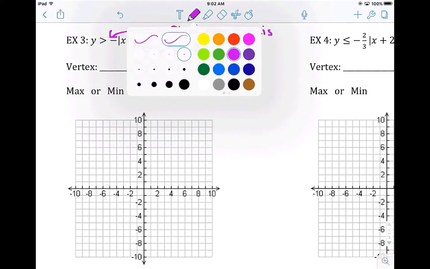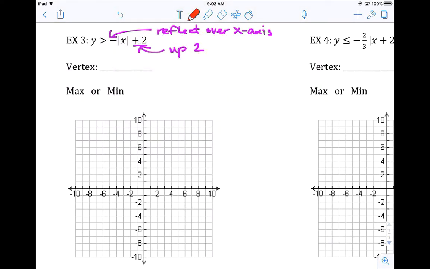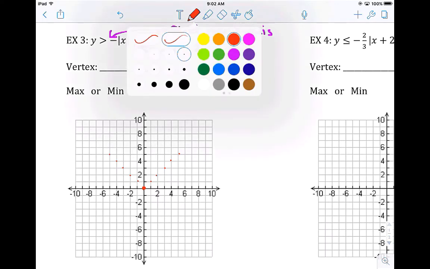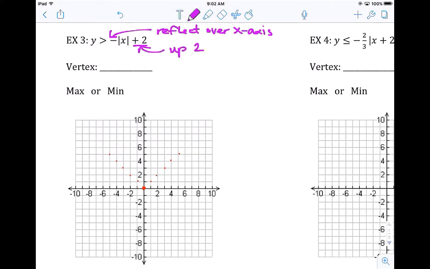So I'm going to plot the points of our original parent function just so we can see how we're moving. So original parent function is at 0, 0, and then it moves up 1, out 1 each direction. This time, we are going to move our graph up 2, and then it's going to become upside down. We're going to reflect it over that x-axis.